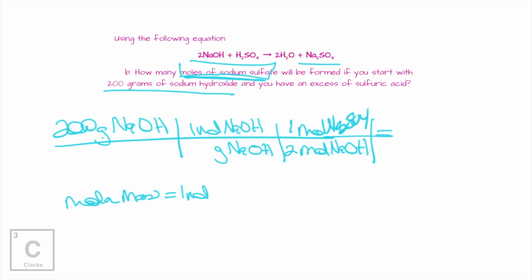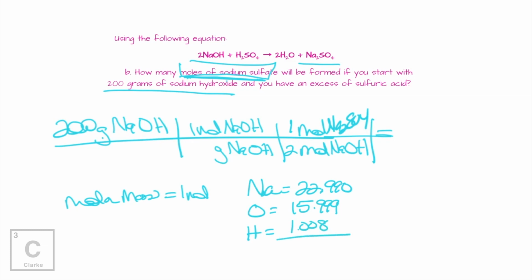Grams of NaOH, we've got to calculate our molar mass. Sodium, we have 1 of them, and its mass is 22.990 on the periodic table. Oxygen, we have 1 of those, 15.999. And then hydrogen, 1.008. Let's add those together. I'm getting the molar mass to be 39.997. So that goes in our gram spot, 39.997.